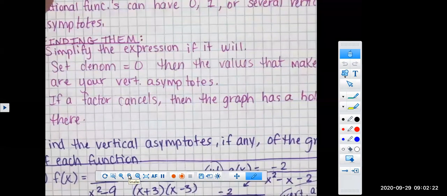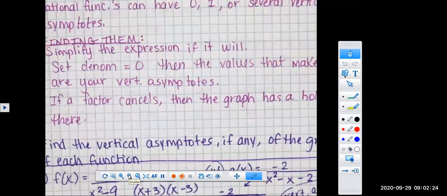Now let's look at how you find your vertical, horizontal, and slant asymptotes, and then we're going to talk about symmetry, we're going to talk about limits, and we're going to graph one, and we'll be done.